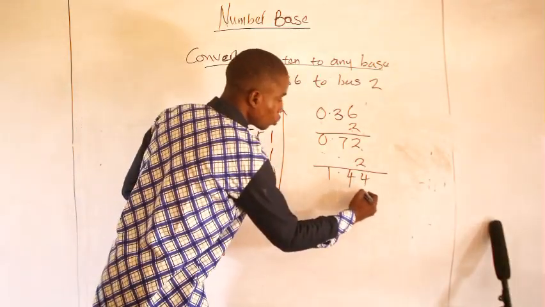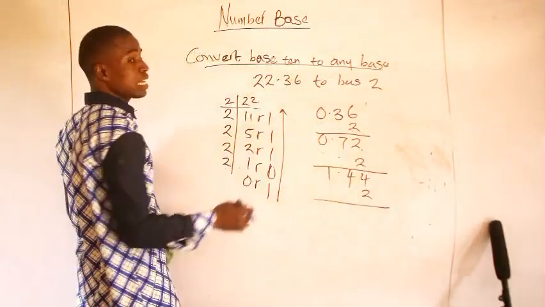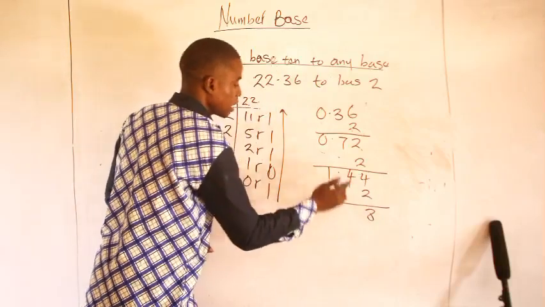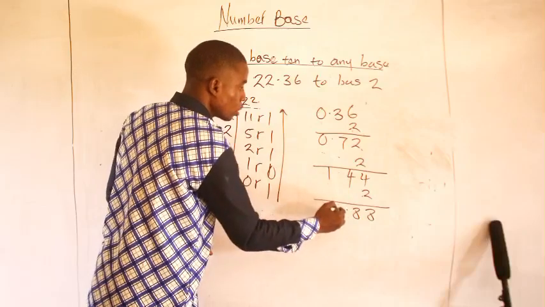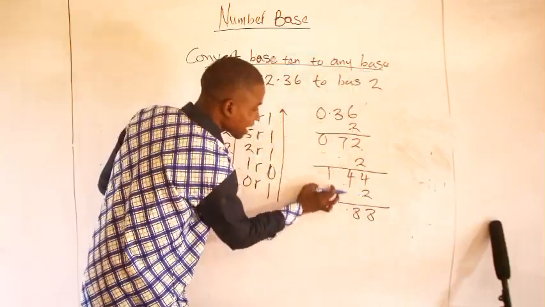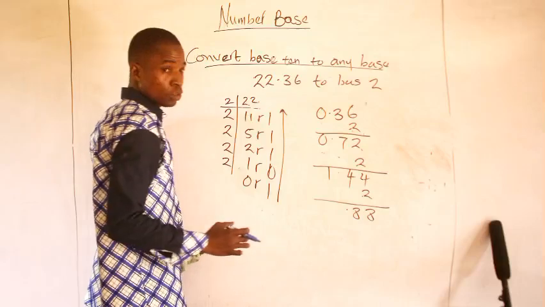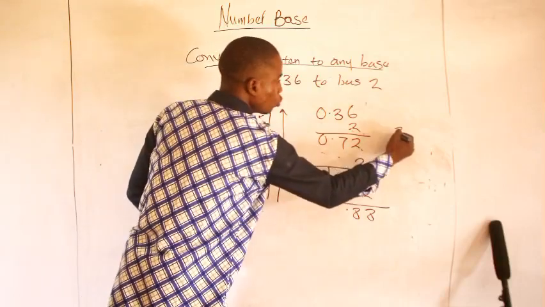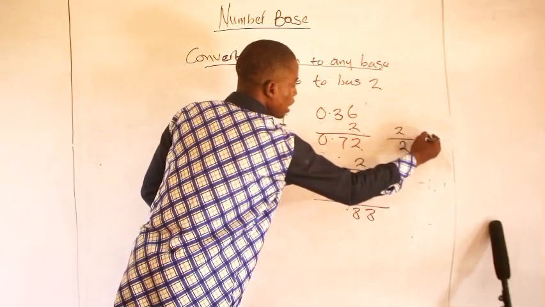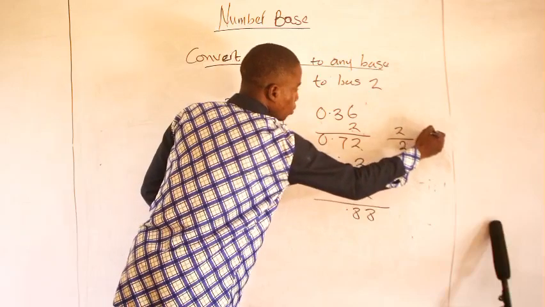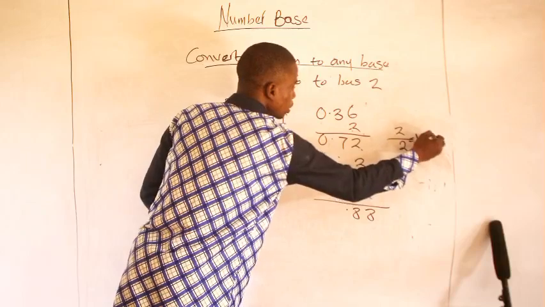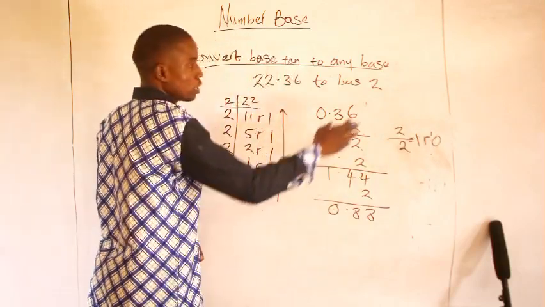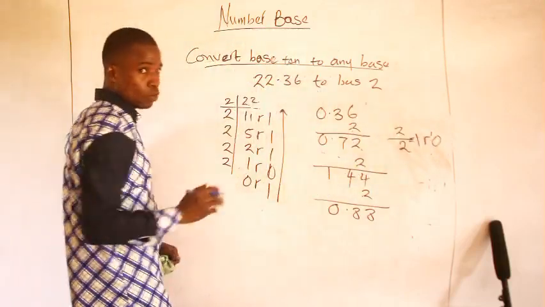You do the same thing. 2. This one times this is 8. This one times this 8. This one times this is what? 2. You cannot get 2 because this side must not be up to the base. You now be 2 divided by 2. Remainder will be 1. Sorry. 1. Remainder 0. Write 0. The 1, the next one, you throw it away.